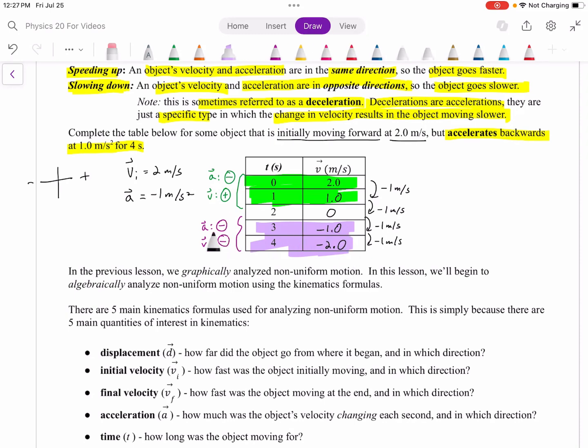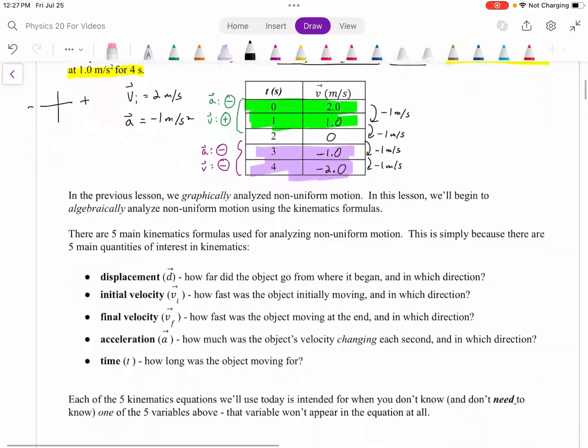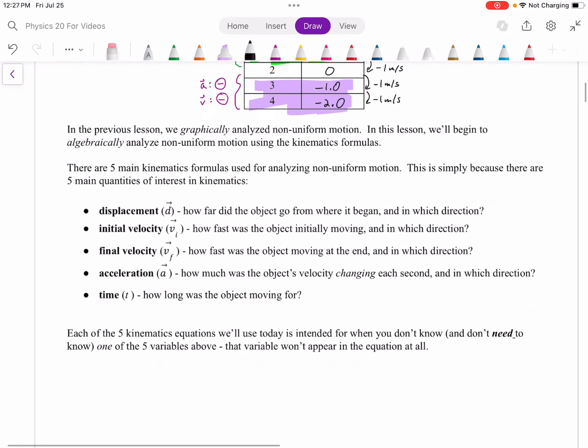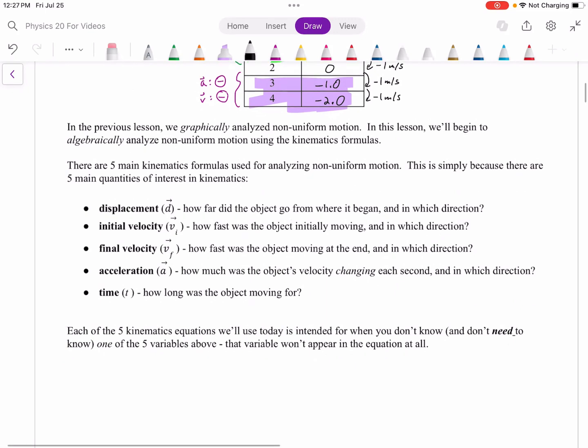So the acceleration and velocity are working together here, so it gets faster in the negative direction. Here, the acceleration is working against the velocity. Positive velocity, but negative acceleration for the green section there. Again, a reminder, a refresher on what an acceleration really means, because that's important to have a solid understanding of as we head into algebraic analysis.